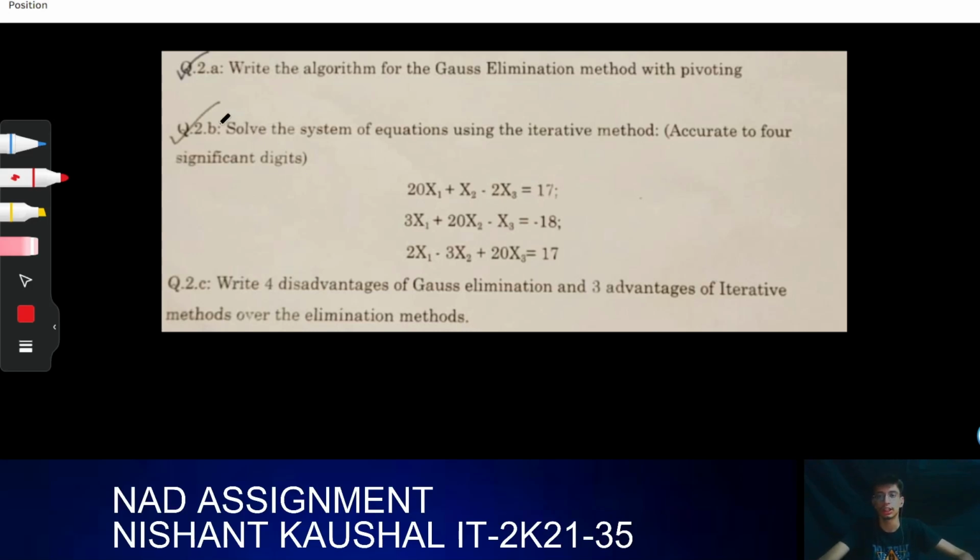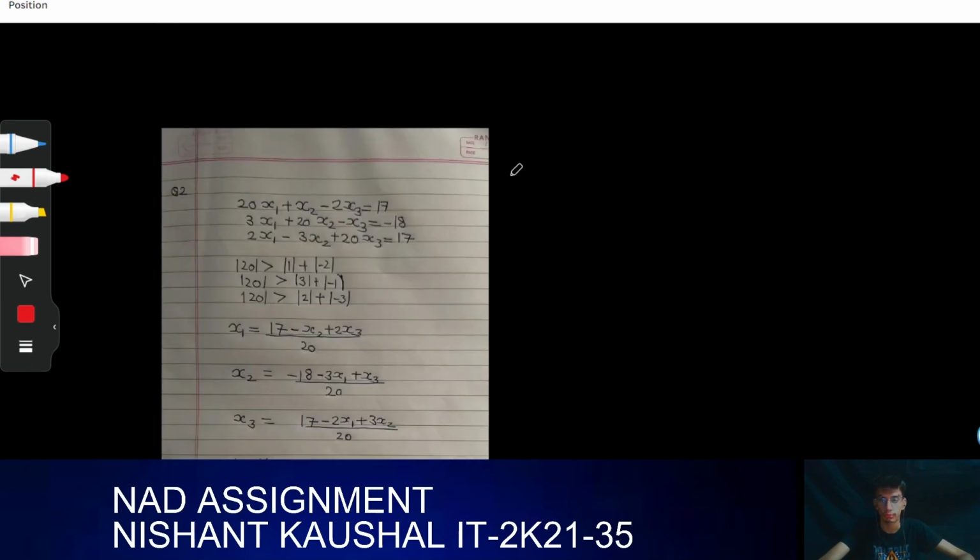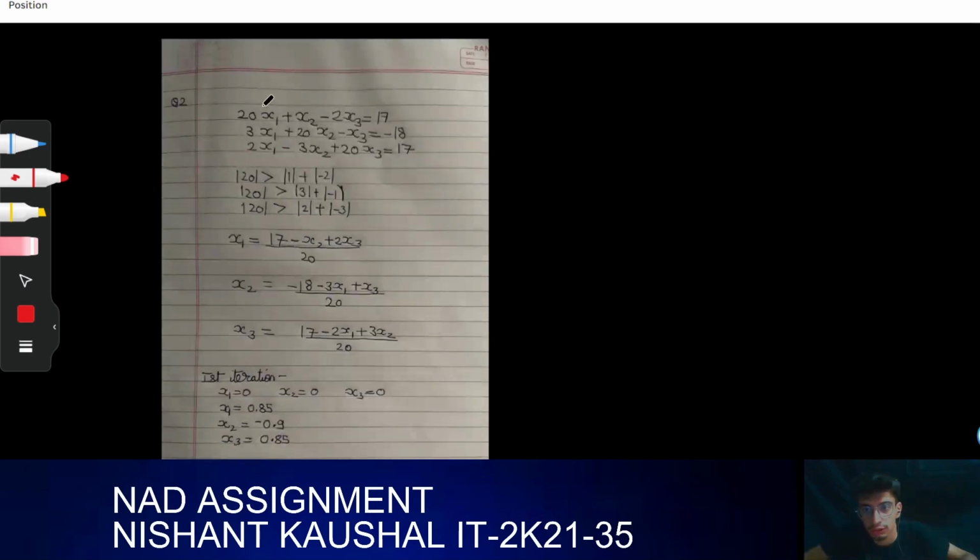So let us start with question number 2. Question number 2 B part says: solve the system of equations using the iterative method, accurate up to 4 significant values. So we have 3 equations: 20x1 plus x2 minus 2x3 equals 17, 3x1 plus 20x2 minus x3 equals minus 18, and 2x1 minus 3x2 plus 20x3 equals 25.